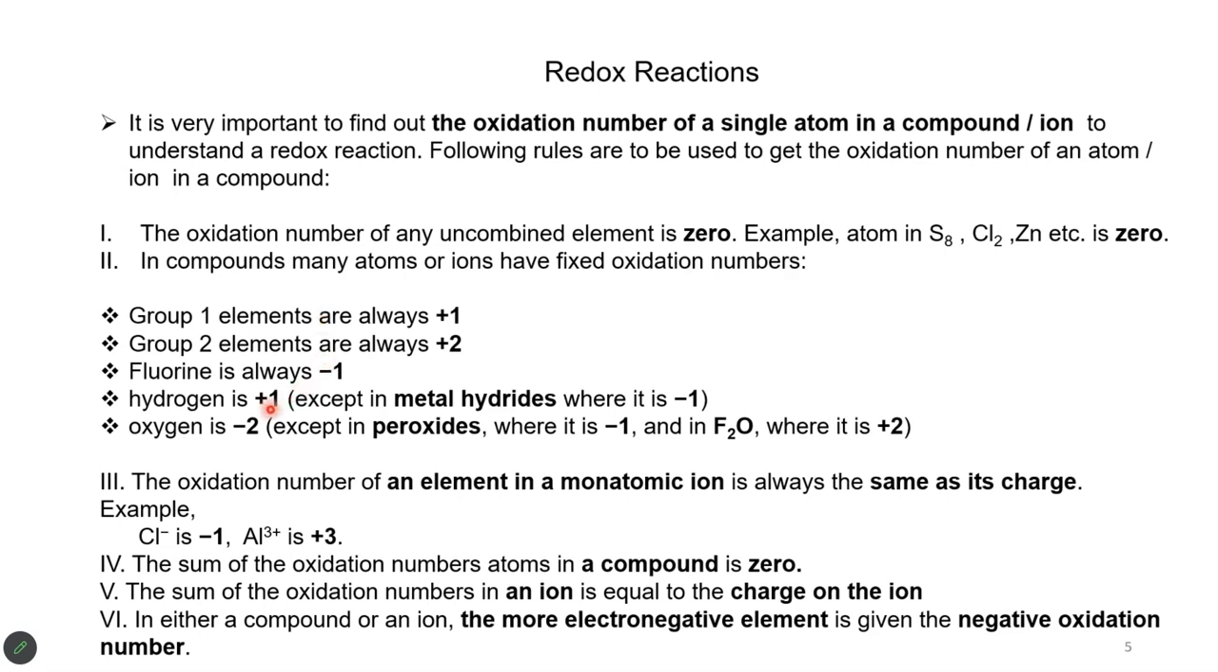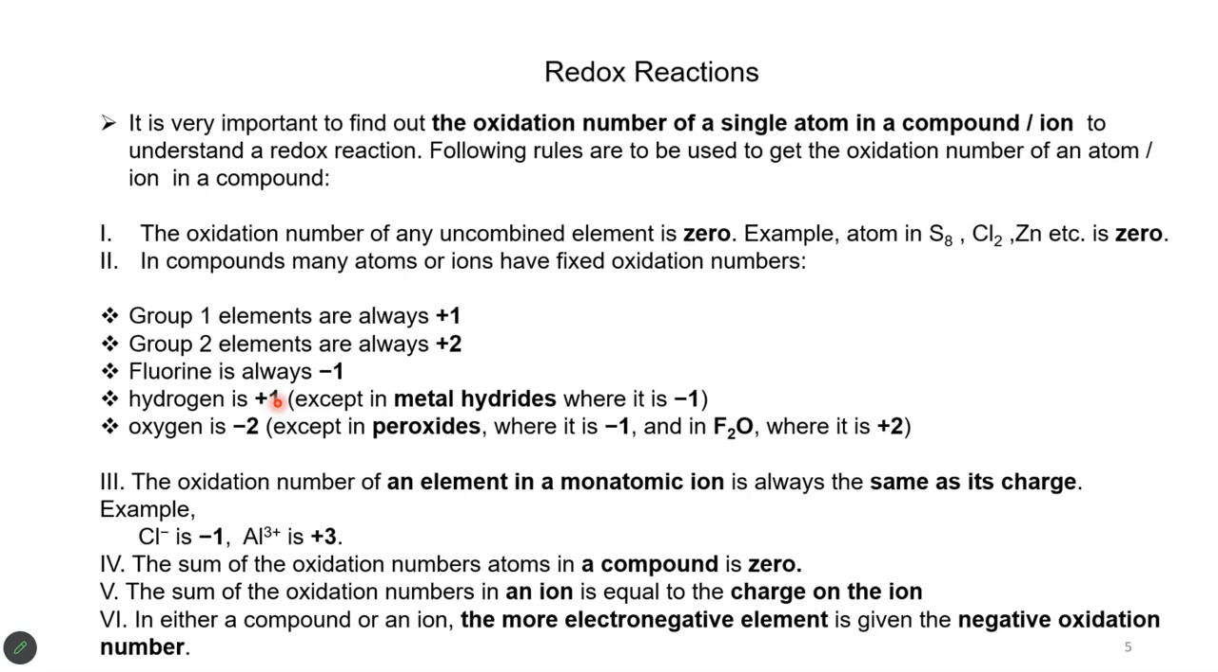Hydrogen is +1 oxidation state, but there is an exception. When it is in metal hydrides, hydrogen becomes -1 oxidation state. Oxygen is always -2, except in peroxide, where it is -1, and in fluorine oxide, where it is +2.